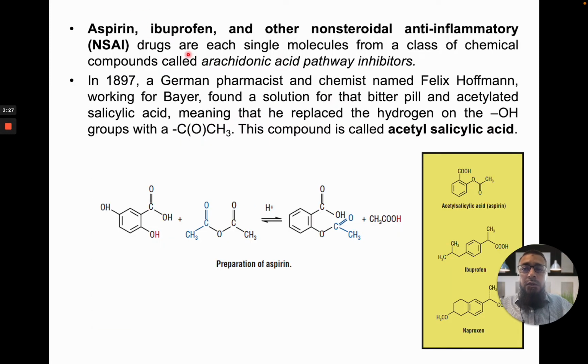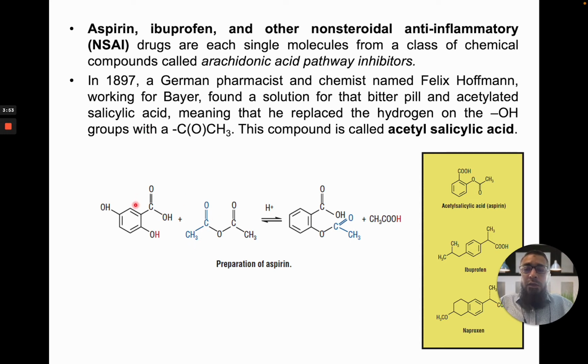These are some examples of the NSAIDs: aspirin and ibuprofen. These drugs are actually classified as arachidonic acid pathway inhibitors. They inhibit the synthesis of the prostaglandin by blocking the conversion of the arachidonic acid into the prostaglandin.